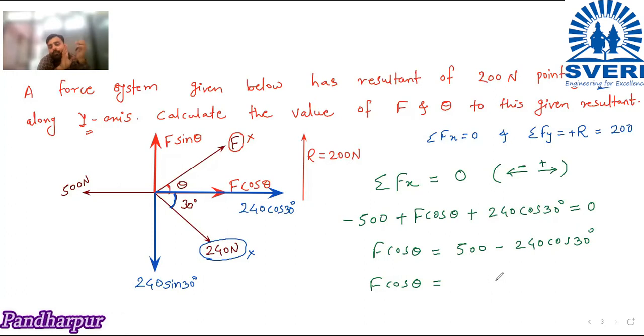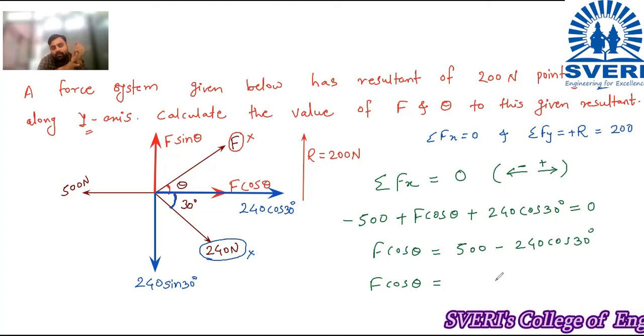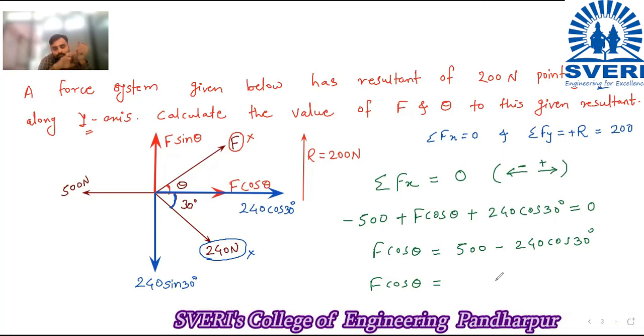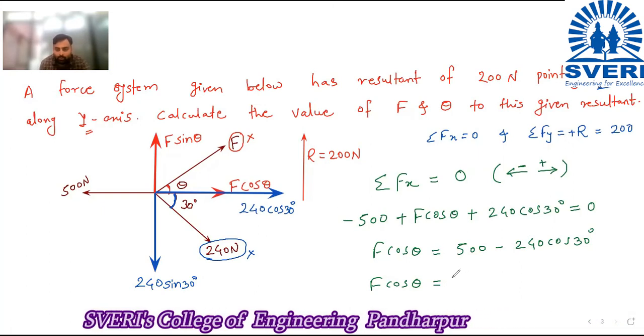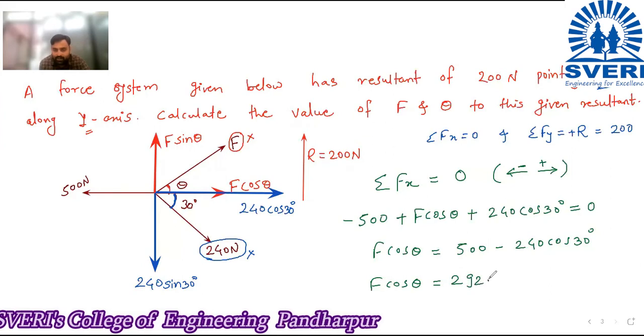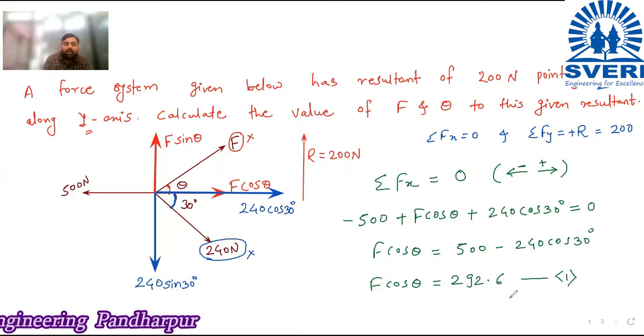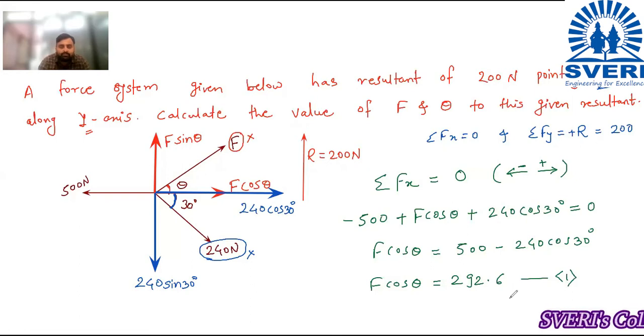I hope now all of you are having the calculators with you and you are doing the calculations. 292.6. Okay, so 292.6. So I will write this as my equation number 1. F cos theta is equal to some value I have got. This is for summation Fx = 0 when I use this equation.